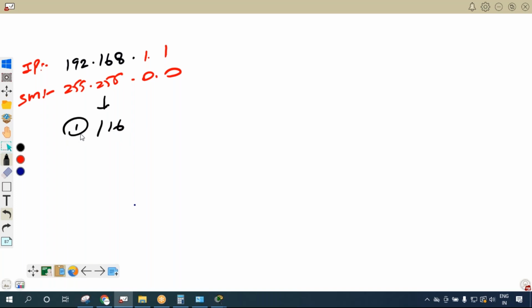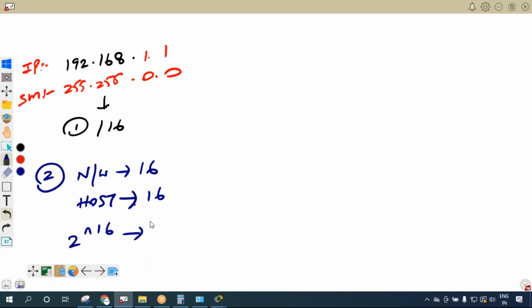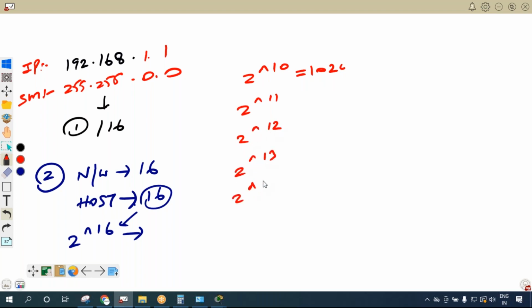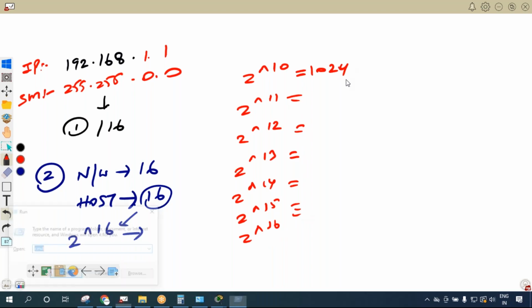The next step is, my dear friend, you have to get the network part. The network part is 16 and the host part is, can anyone tell me? 16, correct. So 2 raised to 16 is, you have to just put the host. 2 raised to 16 is what? It is a big number. 2 raised to 10 is 1024. Then 2 raised to 11, 12, 13, 14, 15, 16. You have to just multiply 1024 by 2 repeatedly. What will you get?